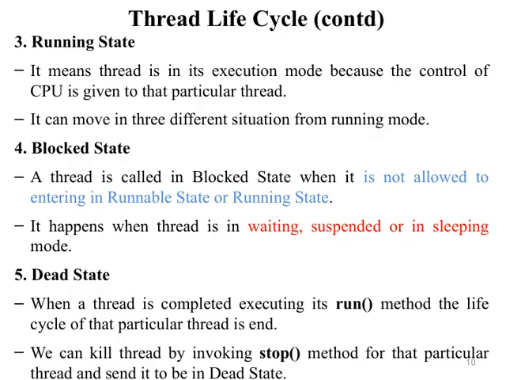Finally, let's discuss the dead state. This is the end of a thread's life cycle. Once a thread has completed executing its run method, its life cycle concludes and it enters the dead state. Sometimes, if needed, we can explicitly kill a thread by invoking the stop method, which forces it into this dead state. Understanding these states helps us manage threads effectively and ensures our applications run smoothly by controlling their life cycle properly.